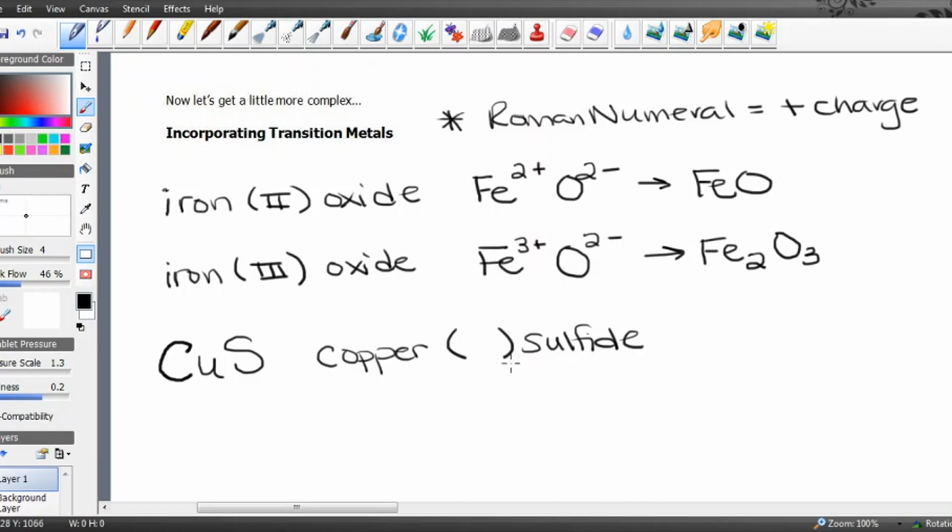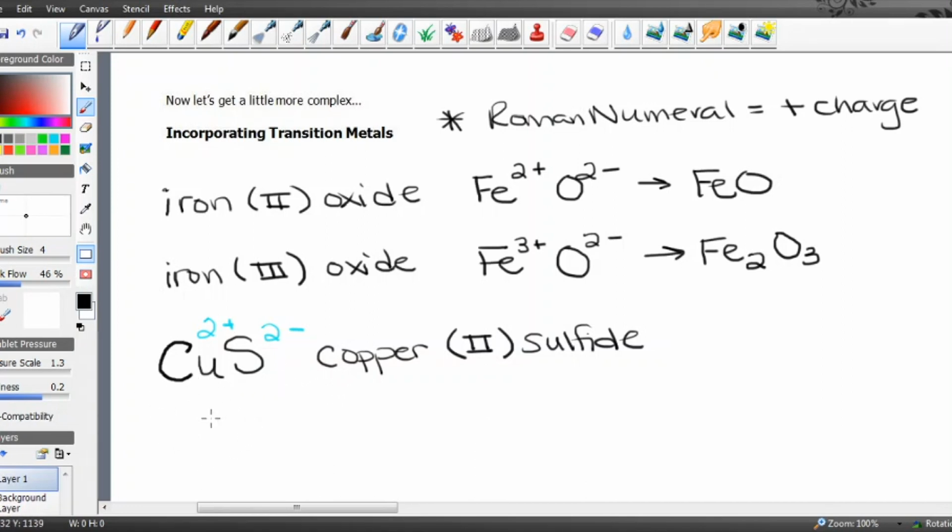However, we have to include the Roman numeral that tells us the charge on the copper, because copper is a transition metal. The way that we figure that out is we simply work backwards from the charge on the anion, because the charge on sulfur is always a 2-. So if I know that sulfur is a 2-, the copper has to cancel that 2- charge out. And so in this case, copper is going to be a 2+. And so my Roman numeral in my name is copper 2. This is copper 2 sulfide.